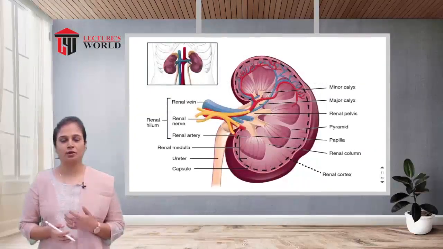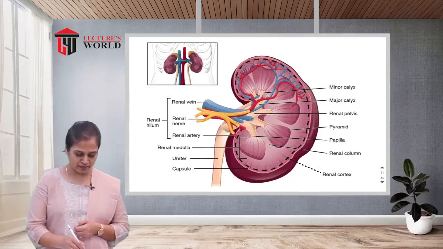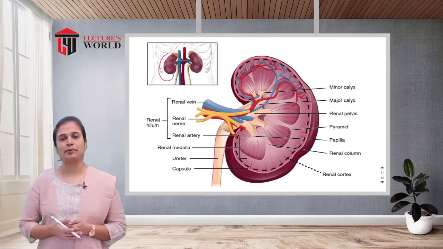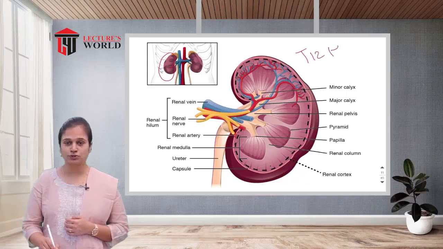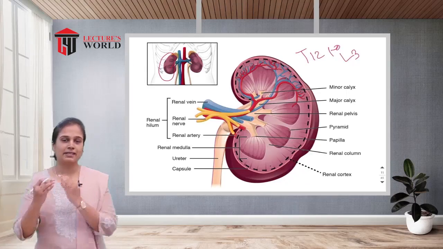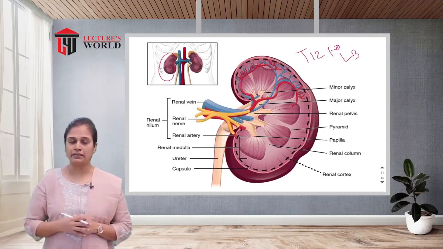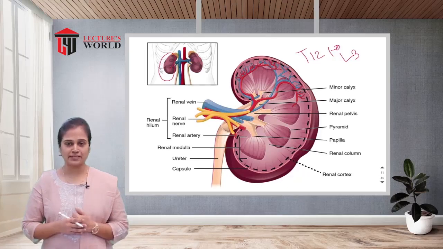In a nutshell of the anatomy of the kidney, we saw that the kidney is a bean-shaped paired organ which is located retroperitoneally between thoracic 12 to lumbar 3 vertebra. The right kidney is slightly lower than the left kidney because of the presence of the liver. The kidney's anatomy is basically divided into two: internal anatomy and external anatomy.